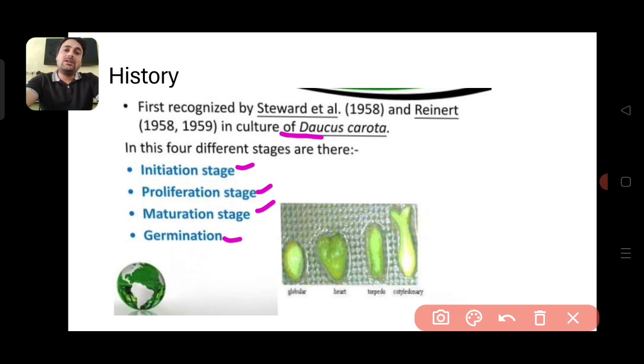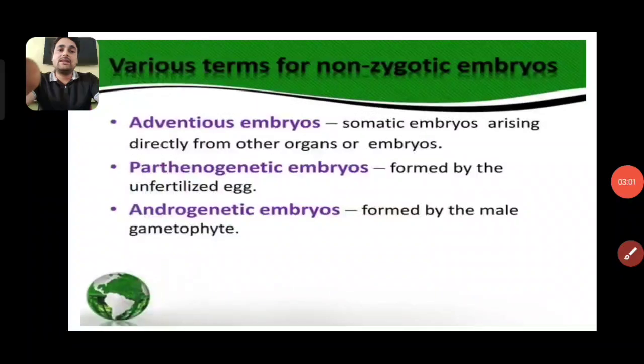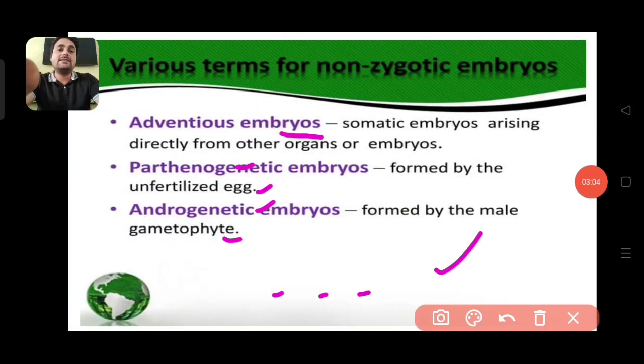If you come to the development stage, the embryo will create a globular-like structure. After that it will create a heart-like structure. After that it will create a torpedo, and at last it will create a cotyledon-like embryo. So these are the steps by which an embryo is generated in this process. Now come to the next slide, that is various terms for non-zygotic embryos.